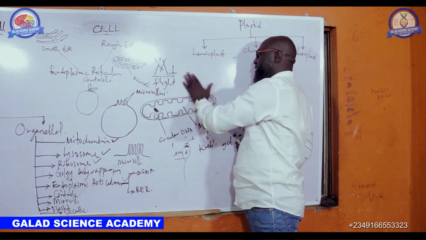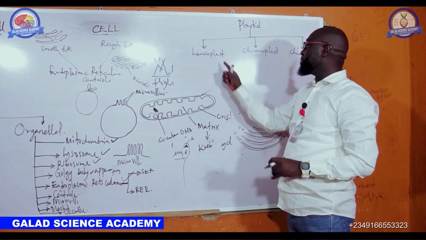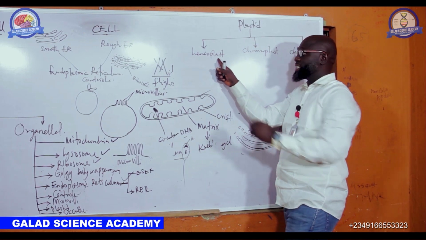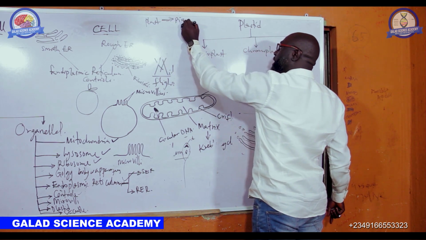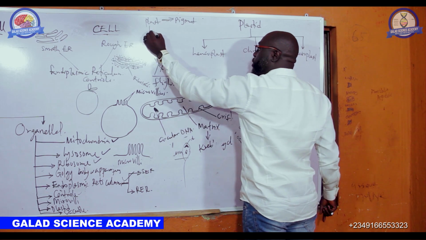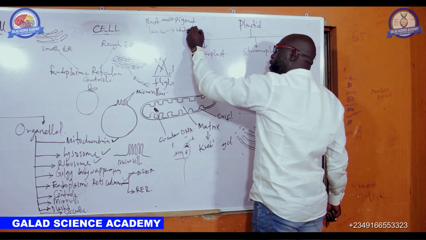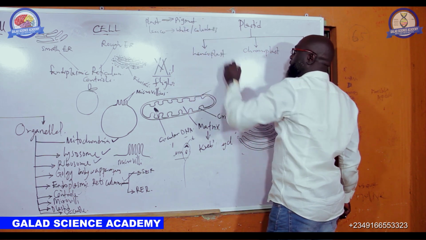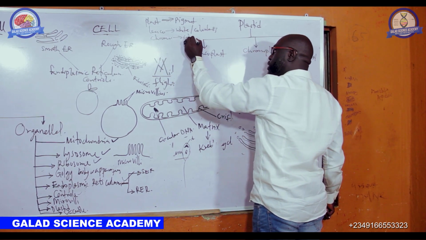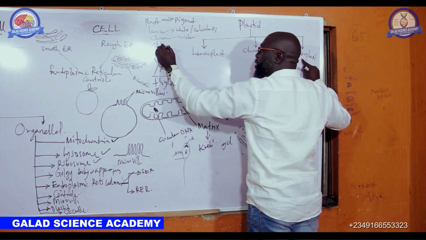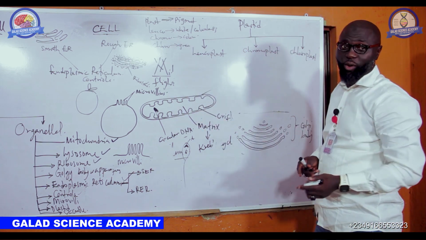What is leucoplast? The plast is for pigment. Plast in Greek, you can call it pigment. The word leuco, you can call it white, or colorless. The word chromo simply means color. The word chloro means green. Look at chlorine, greenish yellow.